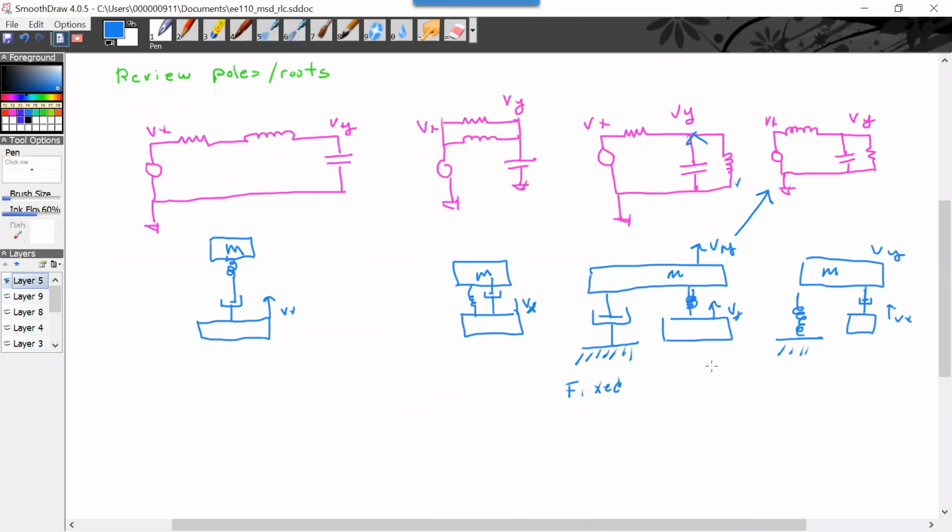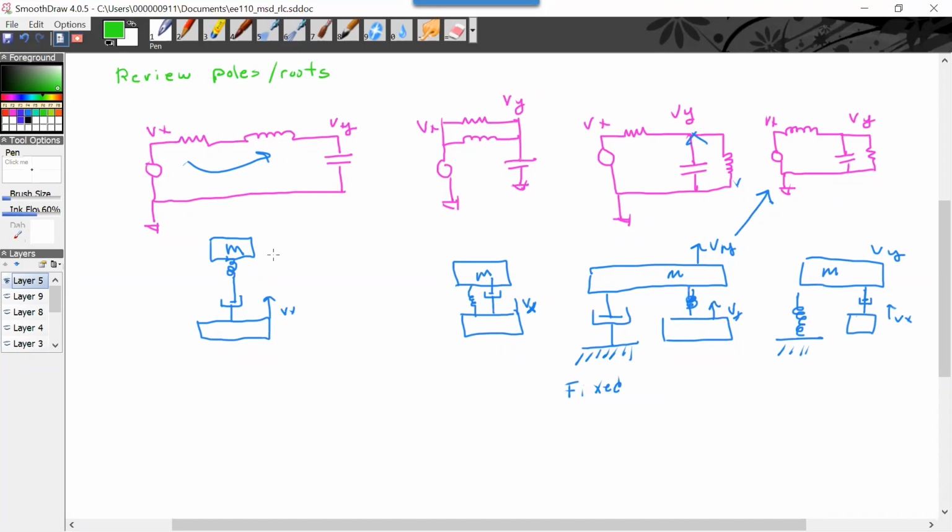Now, switching these two in order doesn't really matter to VY. Switching this one on top doesn't really change that circuit. And this really has these configurations. And so as far as RLC circuits, where you have one R, one L, and one C, those are the major configurations.